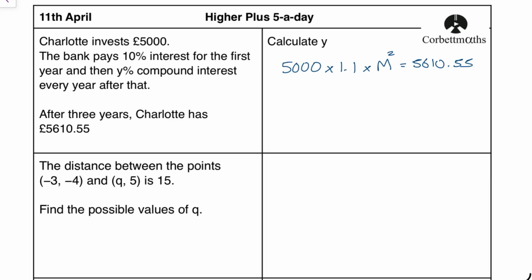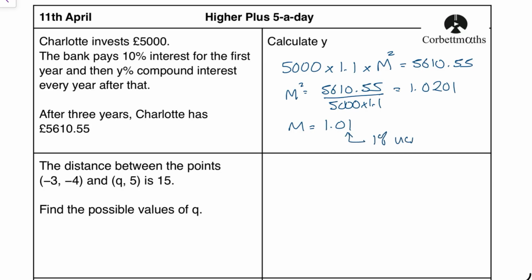5610.55. Now, that allows me then to say that M squared is equal to 5610.55 divided by 5,000 times 1.1. And be very careful to get it right in the calculator. So the calculator tells me that's 1.0201. But that's M squared. So therefore M is going to be the square root of that, which is thankfully a very nice number of 1.01. Now remember, that's a multiplier, which is the equivalent of a 1% increase.